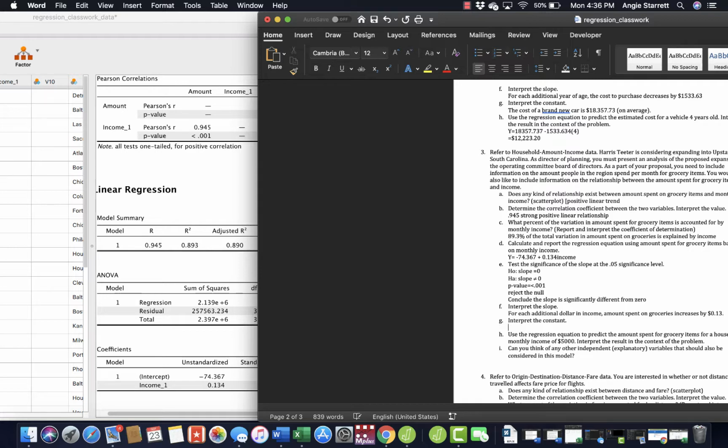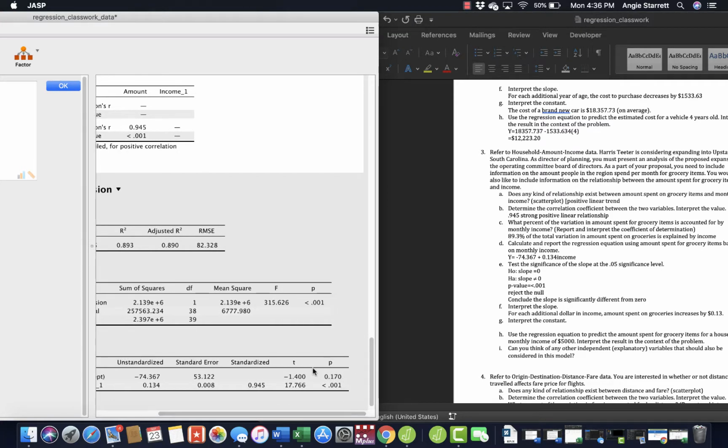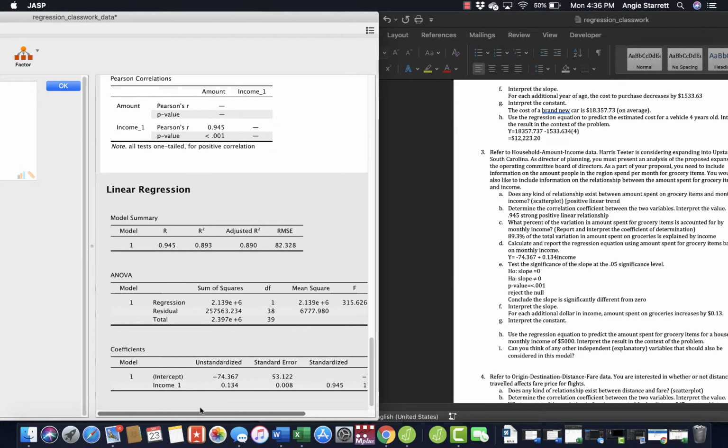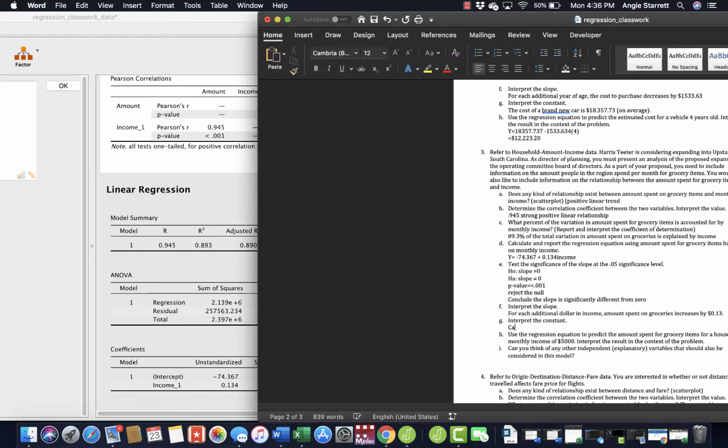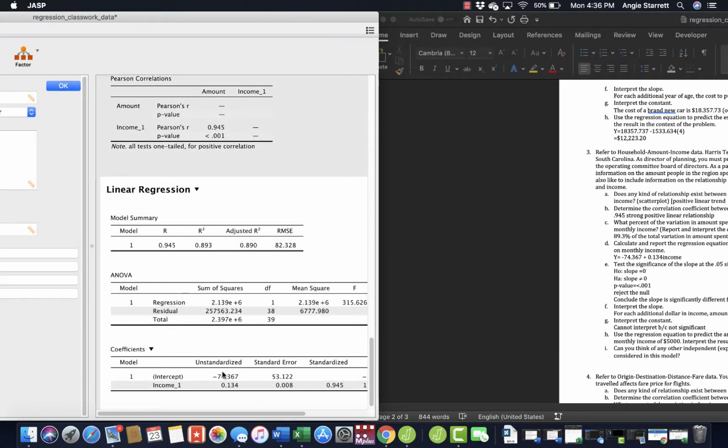All right, now to interpret the constant, we go down here and we see that the constant is not significant. And so here we say cannot interpret, because not significant, meaning it will not make sense. We can try. If the income is 0, the amount spent on groceries is negative $74. And you see that just doesn't really make sense.